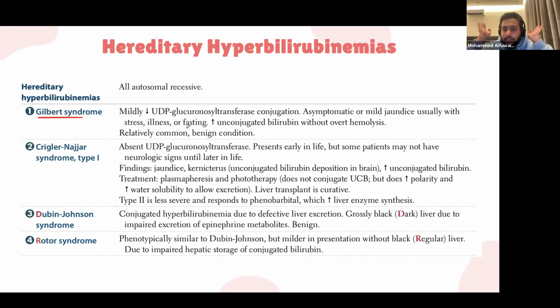Okay? But these patients are okay. It's a benign condition. They don't really need treatment. Okay? Now, similarly, or more dangerous, is Kringler-Najjar syndrome.